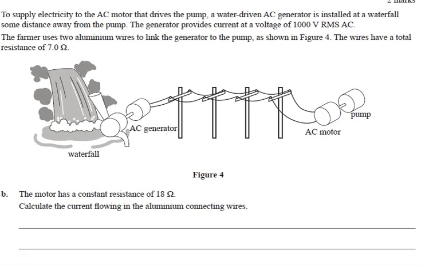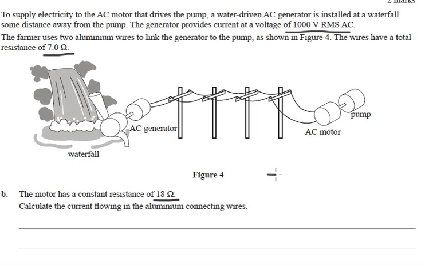Supply electricity to the AC motor that drives the pump. There's an AC generator installed at a waterfall some distance away from the pump. The generator provides current at a voltage of 1,000 volts RMS AC. There are two aluminium wires linking here to here, and they have a total resistance of 7 ohms. The motor we're running has a resistance of 18 ohms. Calculate the current flowing through the aluminium connecting wires.